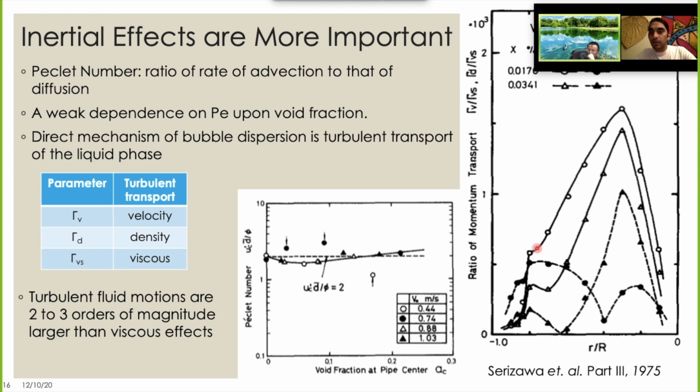And then also in this plot, they have these three parameters which basically represent turbulent transport in velocity, turbulent transport in density, and turbulent transport due to the viscous forces. They plot gamma v over gamma vs and gamma d over gamma vs, and they see that both of these plots are actually much greater than 1. This is a plot on the scale of 10 to the power of 3. So viscous forces are really negligible here, and the turbulent fluid motions are 2 to 3 orders of magnitude larger than the viscous effects that we are looking at here.